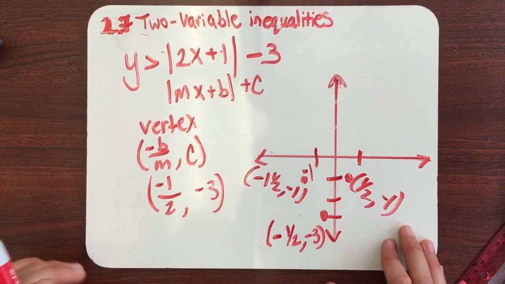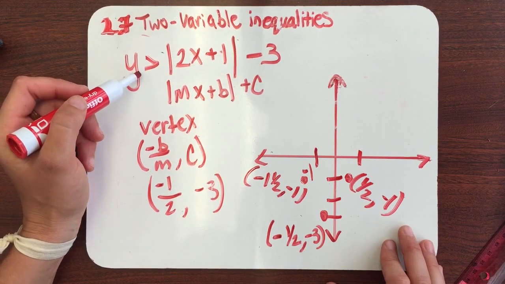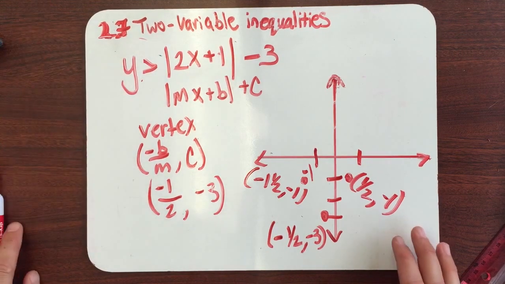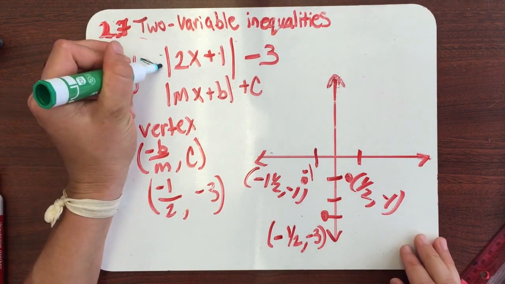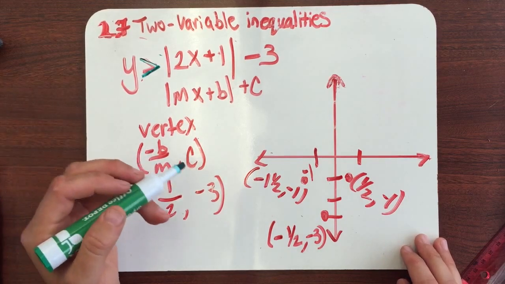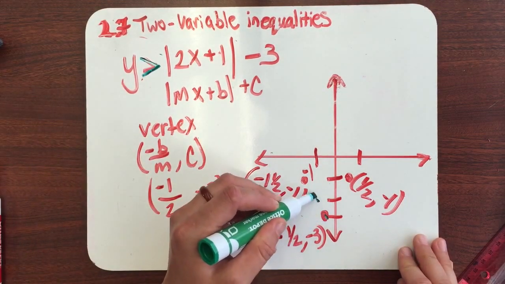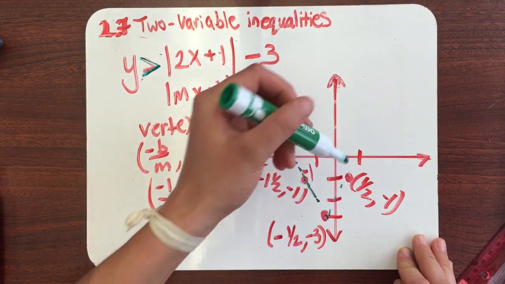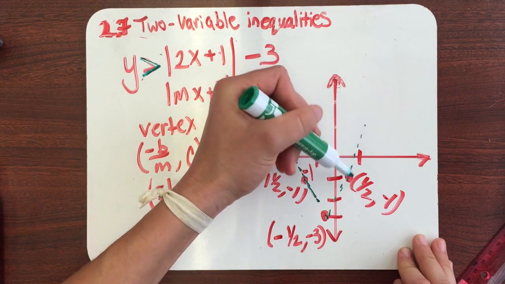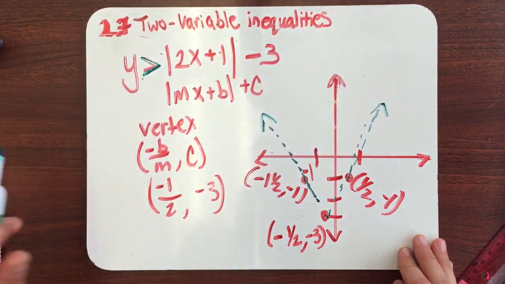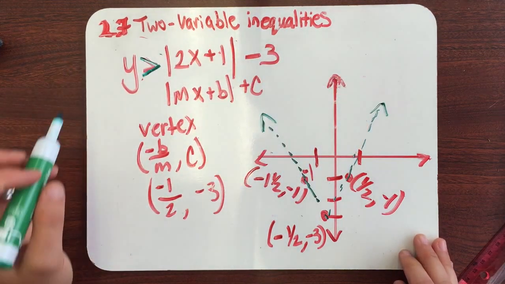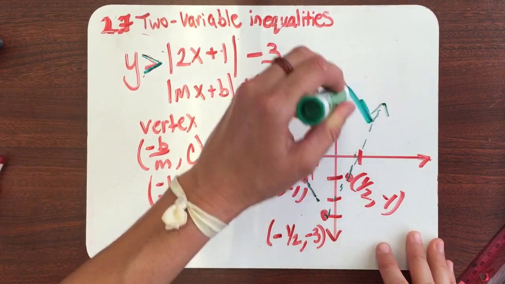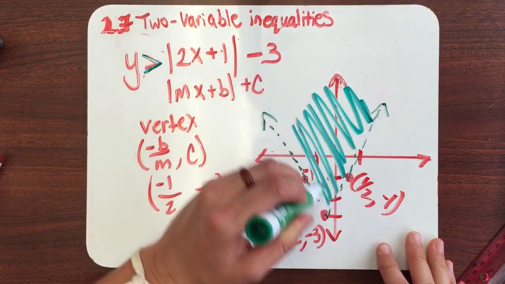Okay, so before we finish this, we need to look at if it's going to be including or not including the boundary line. Since it's just greater than and not greater than or equal to, that means it is not including the boundary line, and we're going to draw in a dashed line, meaning it's not including it. And then we're going to shade everywhere above because it says y is greater than. So I'm going to shade everywhere above my boundary line.